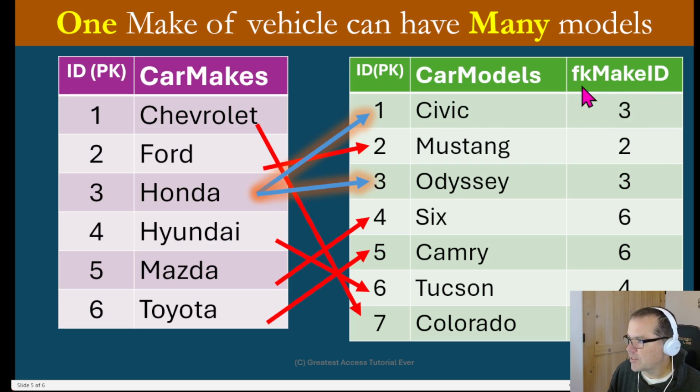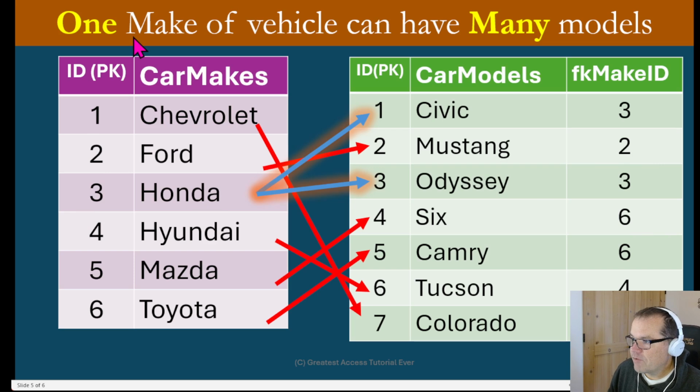So that lets me know, as a database guy, okay, I'm probably pointing to the car make. You could name this FK car makes ID, or you could just say car makes ID. I always use FK to indicate that's a foreign key. And then if we go to 3, the make, that goes to Honda. So I wouldn't need these arrows. I could look at these numbers and say, okay, 2 is Ford, 3 is another Honda, right?